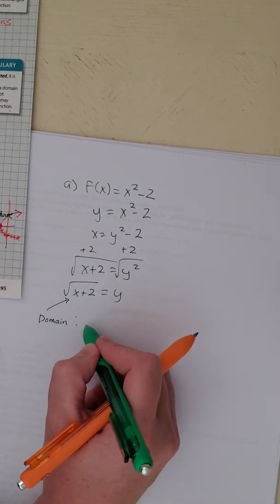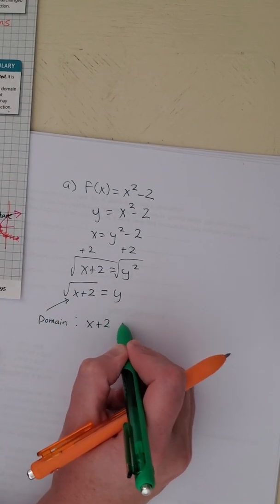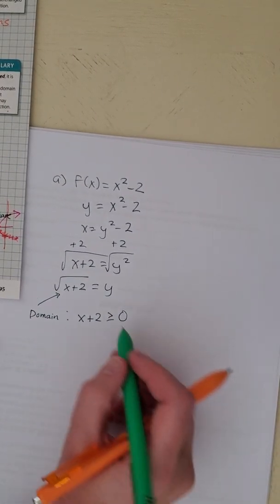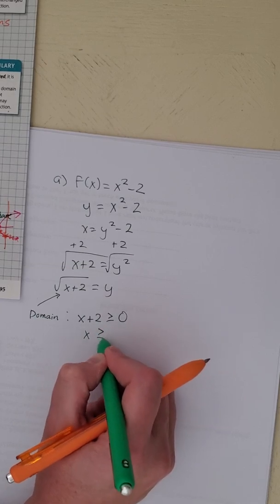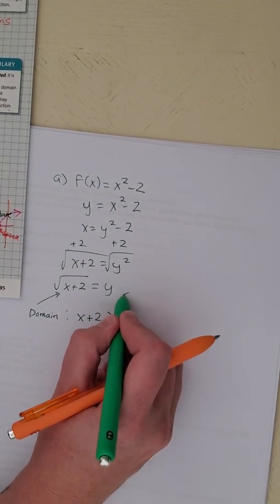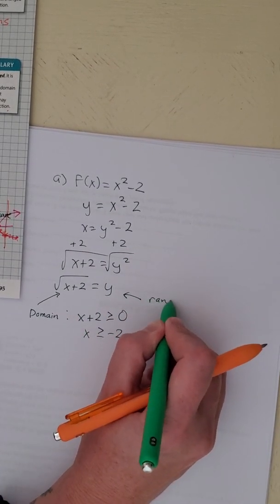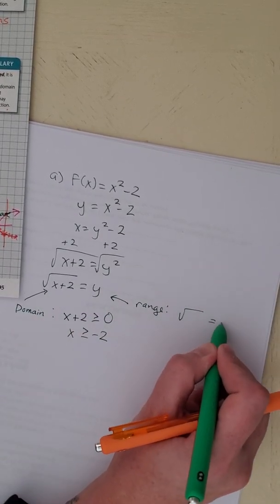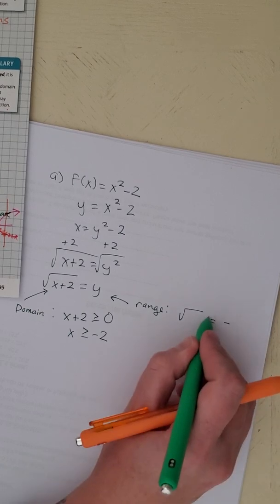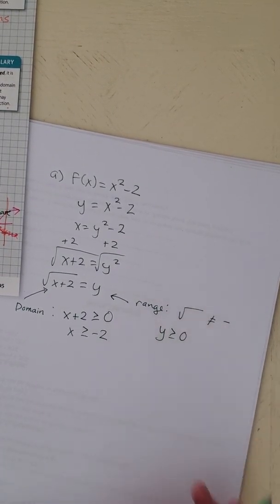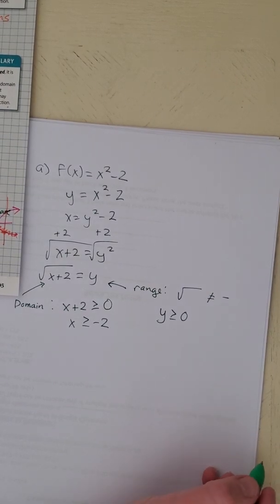And the restriction on this domain is that we cannot have a negative underneath the radical. So x will have to be larger than or equal to -2. And for the range, recall that we cannot have a radical equaling a negative, so that's not allowed. So that means that our y value will have to be greater than or equal to 0.